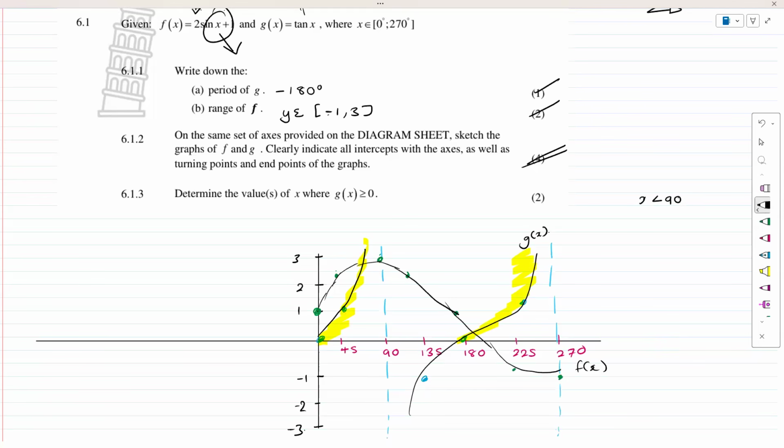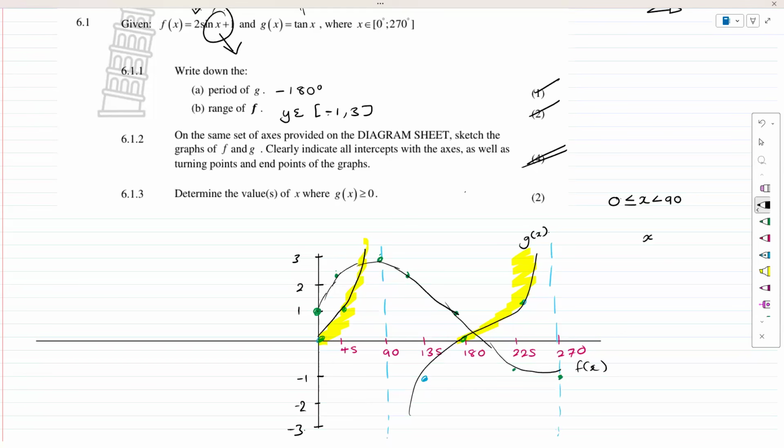It's not equal to 90, right? Because the tan graph will never ever touch 90, and x is greater than or equal to 0. And if you don't know how to write it, you can write x is an element of 0 to 90, right? You can use interval notation.